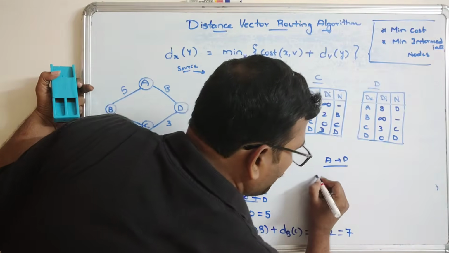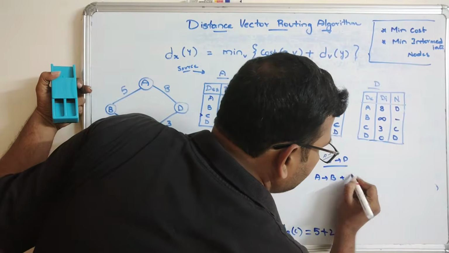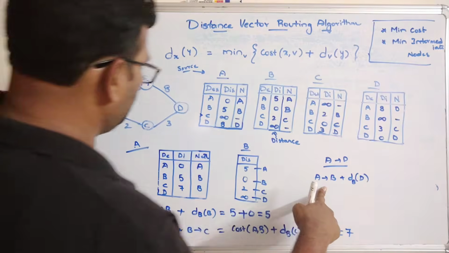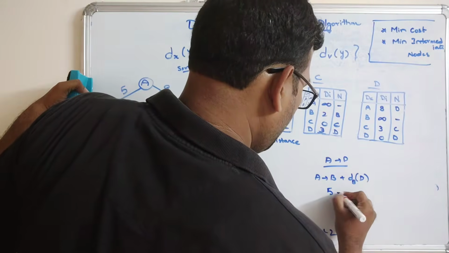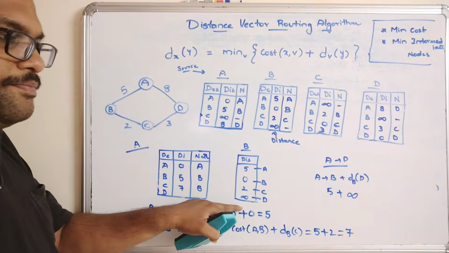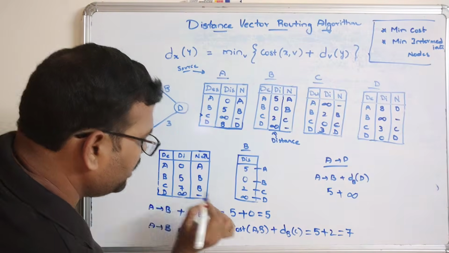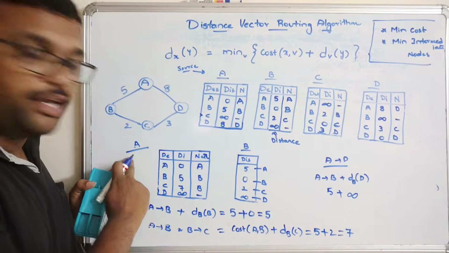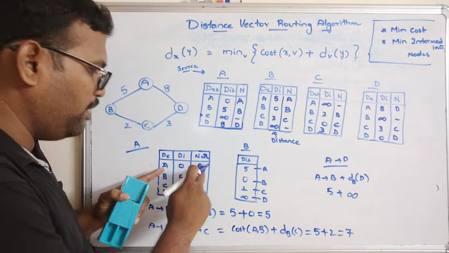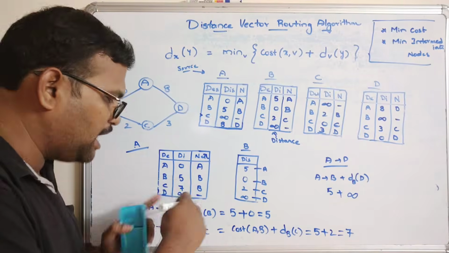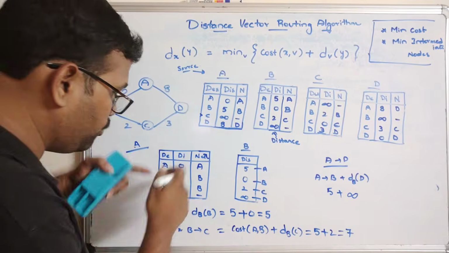Next, D. A to D means A to B plus distance of B to D. So A to B is a cost of 5 plus B to D is again infinite. So obviously it will be infinite and hyphen. So the new routing table of A is: A 0 A, B 5 B, C 7 B, and D again we are not having a correct path if you want to transmit a packet from A to D.